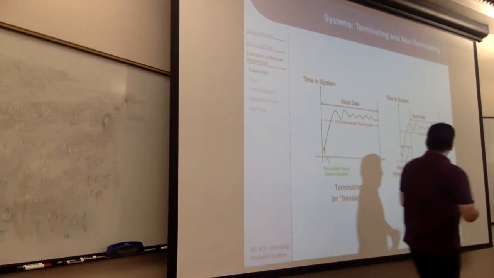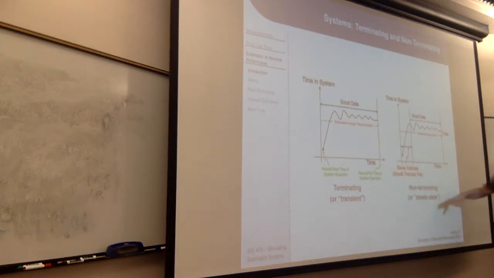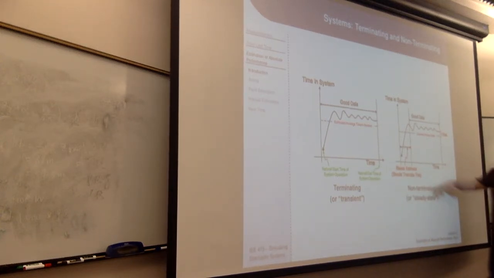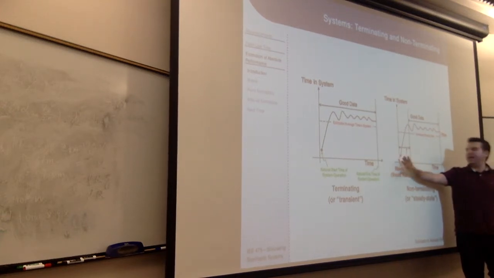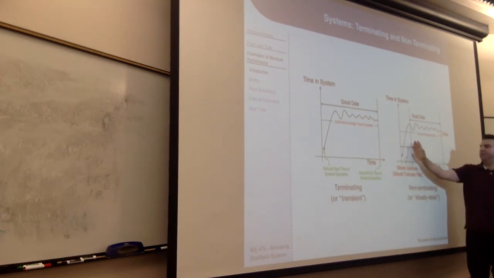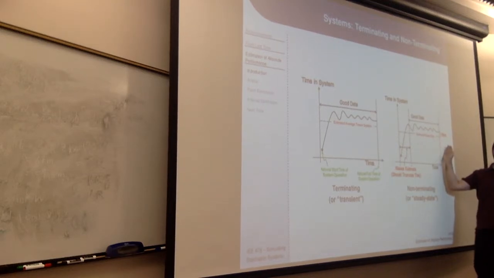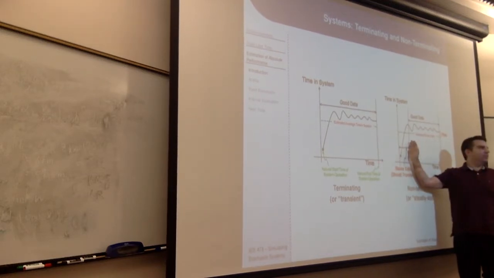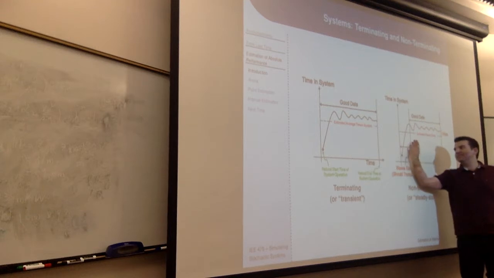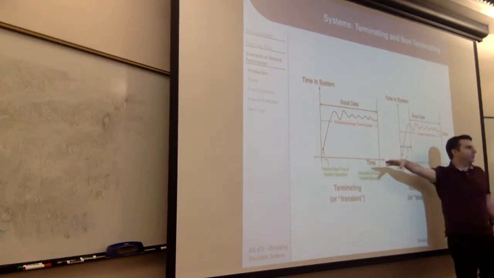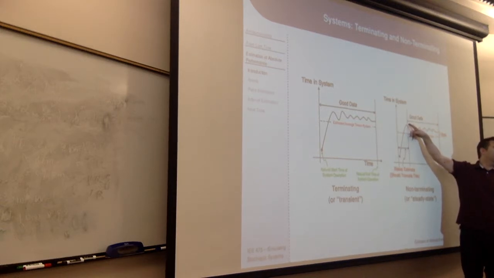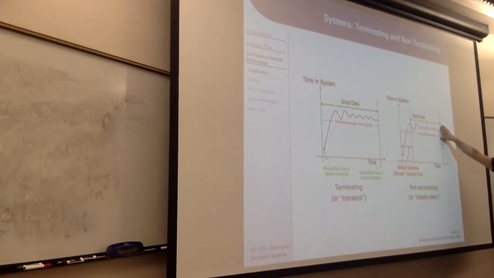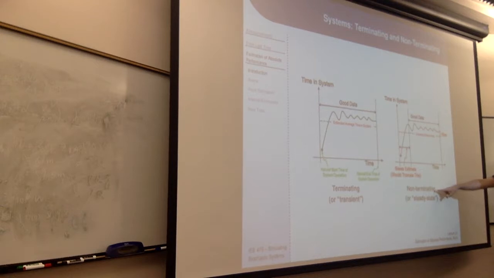And then the alternative is I am modeling a non-terminating system, so I still have transients because I have to start my sim, but I have to determine a point in the sim after which I pay attention to the data and before which I throw away the data because it is meaningless, it doesn't have anything to do with the real system. It's just there because I had to get the simulation started. So this is the steady state simulation of a non-terminating system.